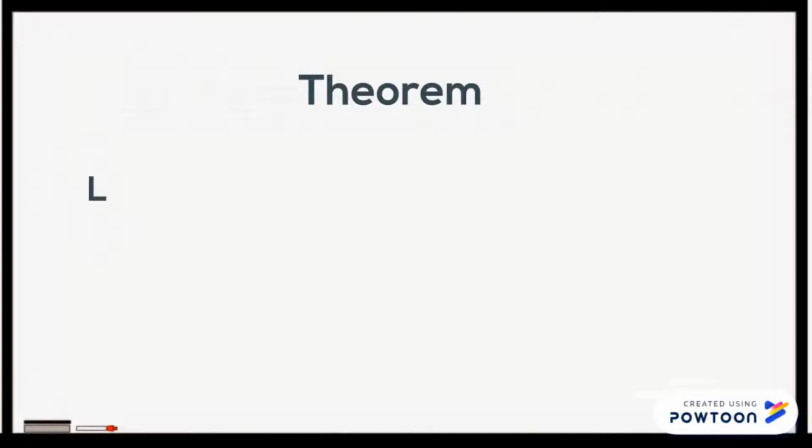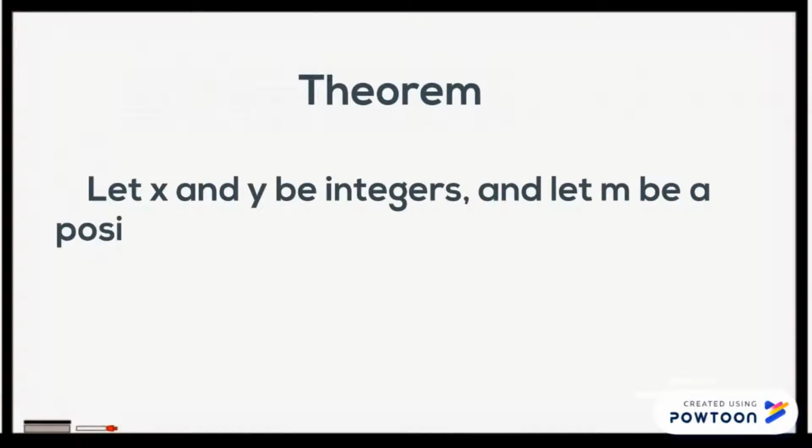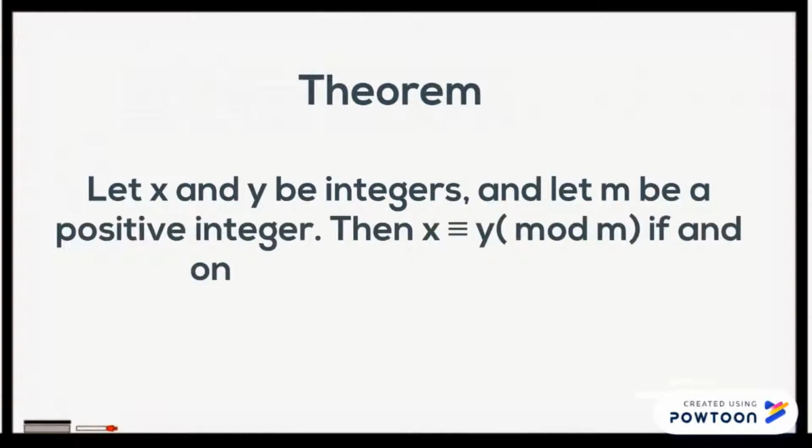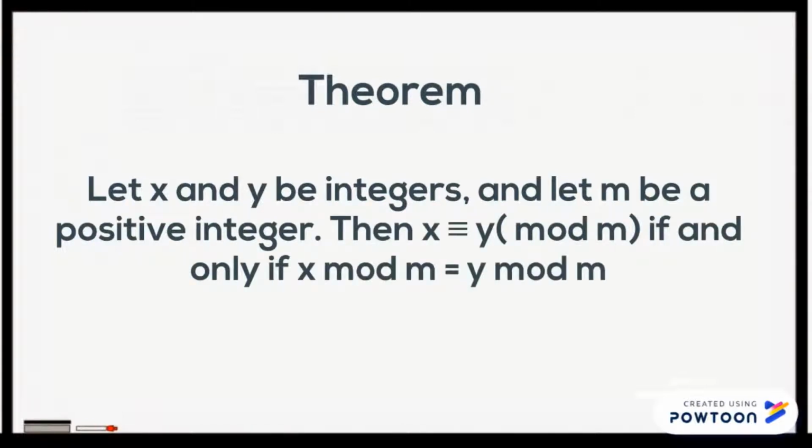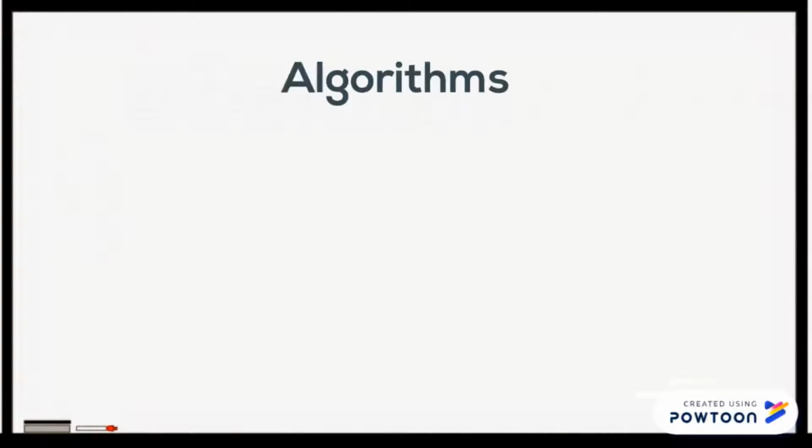Theorem. Let x and y be integers, and let m be a positive integer. Then x ≡ y (mod m) if and only if x mod m equals y mod m.